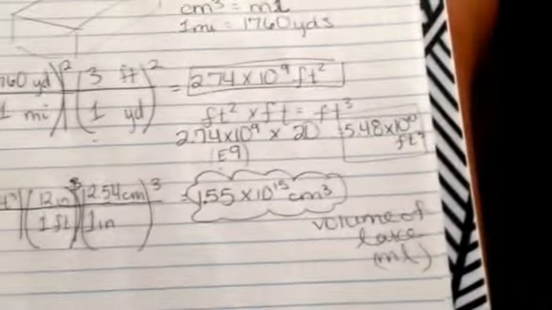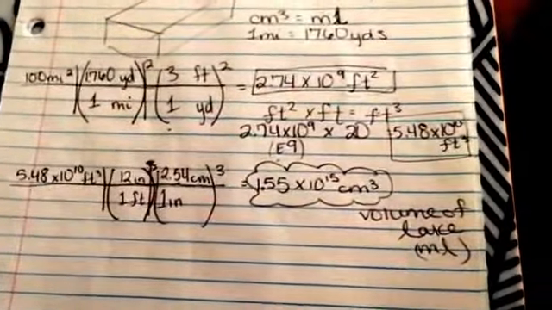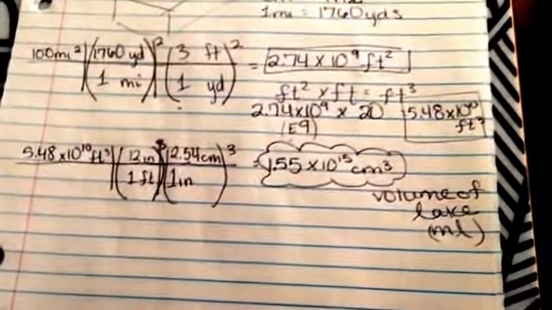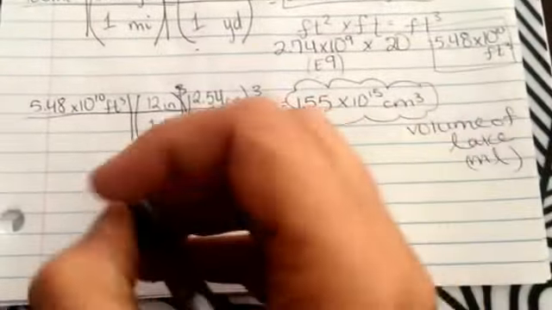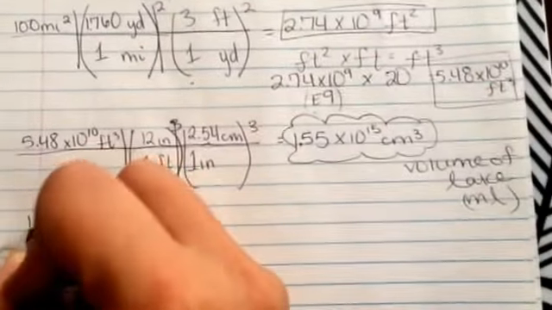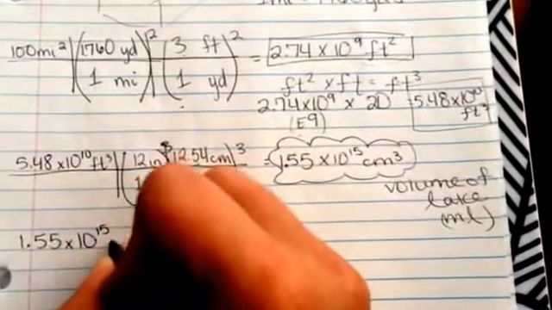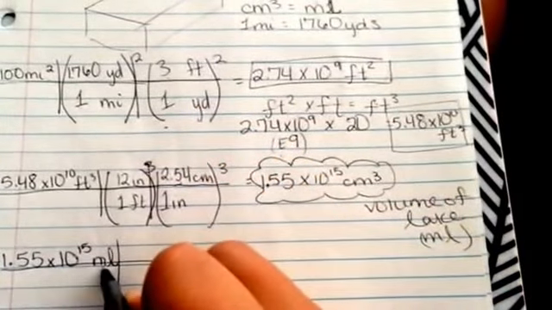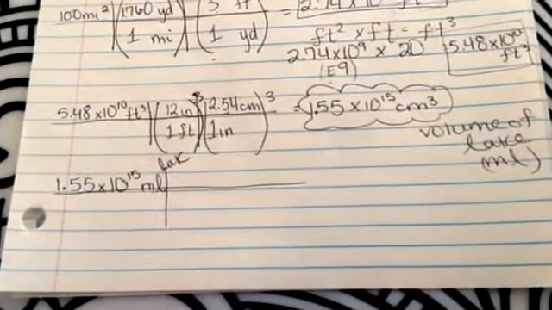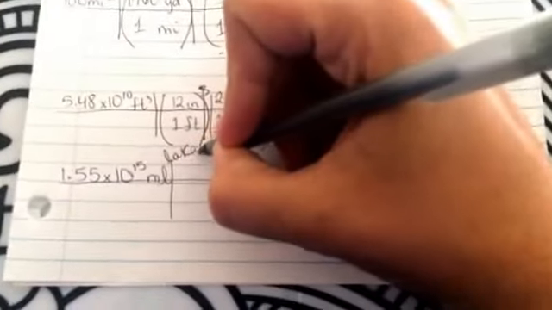Okay, so our next step is we are going to figure out how much mercury is in this amount. Okay, so we're going to take our value right here. We have total volume of the lake. So I'm going to say 1.55 times 10 to the 15th milliliters. Okay, so we'll have our 1.55 times 10 to the 15th milliliters of lake water.